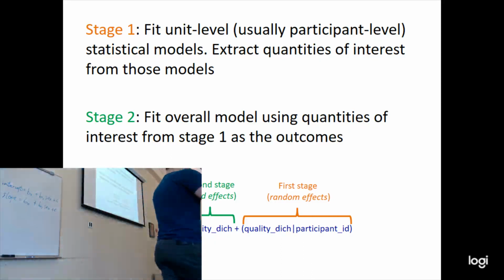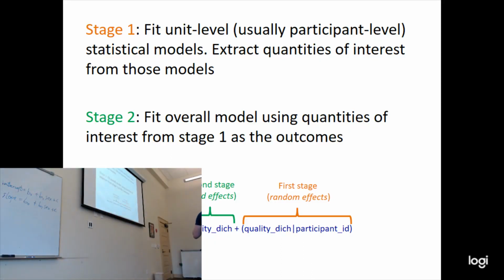So let's think for a second about how to modify this formula syntax in lmer. I talked about how there are two stages to fitting a model in lmer. There's the first stage where you get these individual intercepts and slopes. And then there's the second stage where you're looking at the averages across those intercepts and slopes.